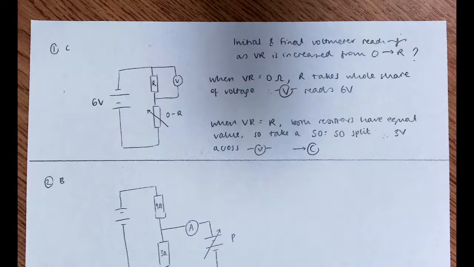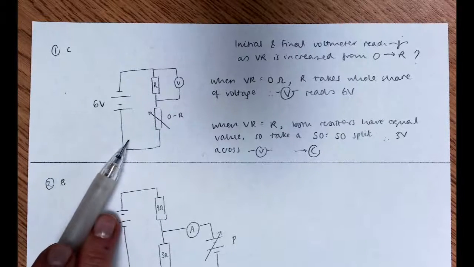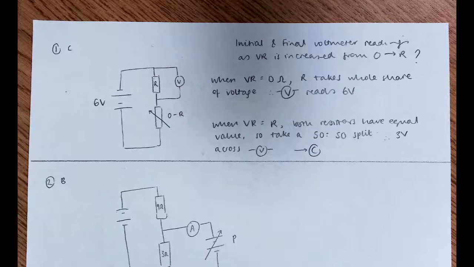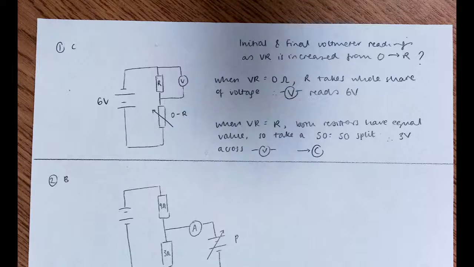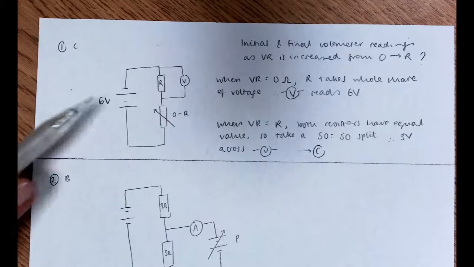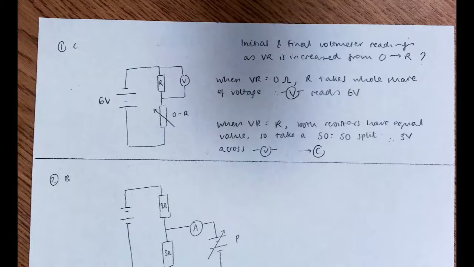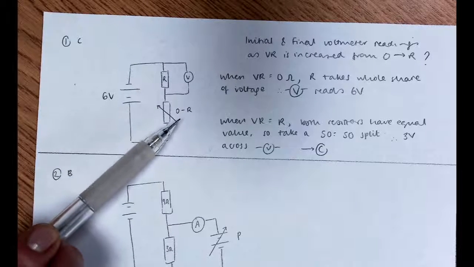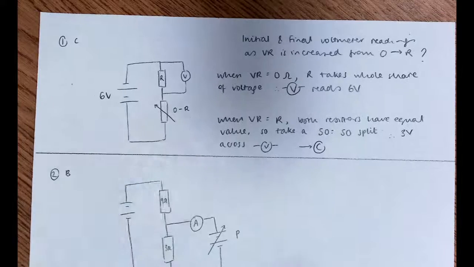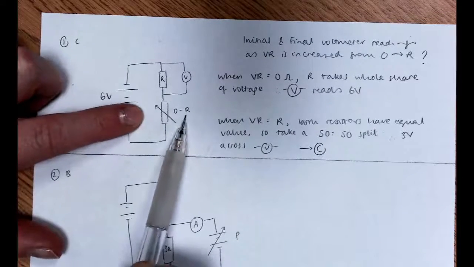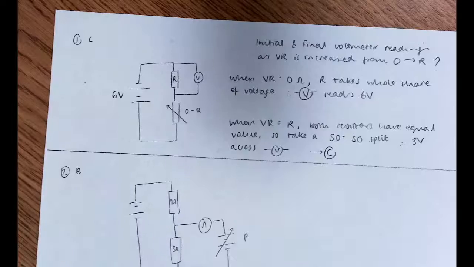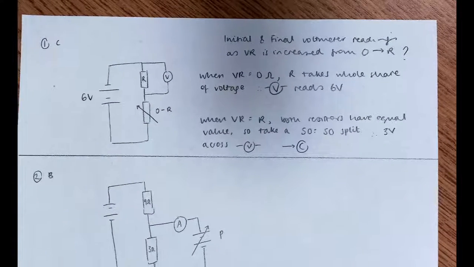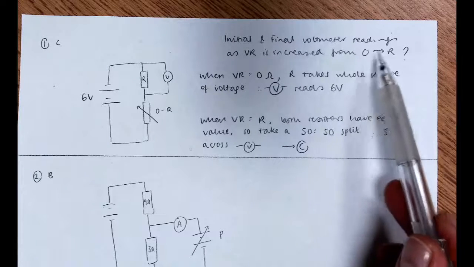So in question 1 you were given this diagram where you've got a resistor that is fixed in series with a variable resistor, a power supply of 6 volts being supplied to both of those, a voltmeter across the fixed resistor, and the variable resistor could vary between 0 ohms and R ohms. When this is R ohms, the resistance of both is identical. It asked you to find the initial and final voltmeter readings as the variable resistor is moved from 0 ohms to R ohms.